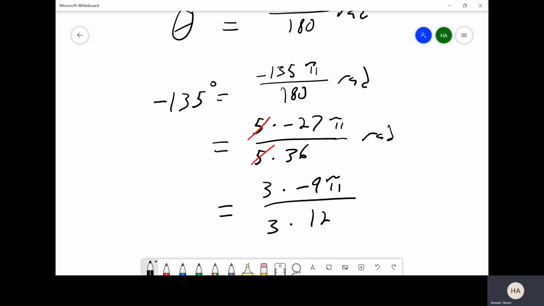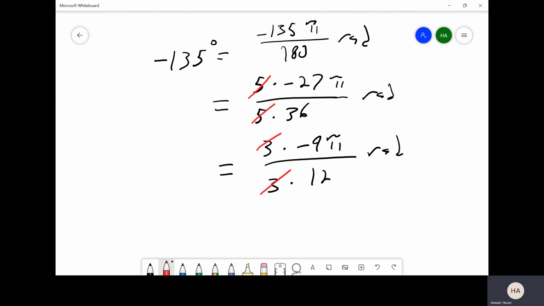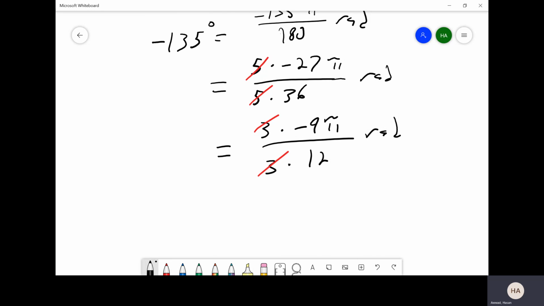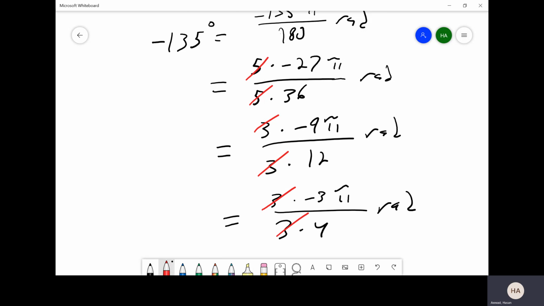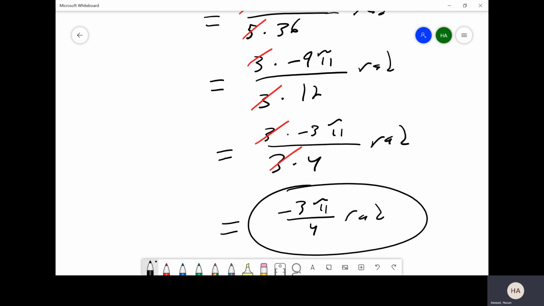And oh yeah, we're reducing this slowly but surely, but it's definitely something that we could have done a little bit faster. And now we see we have 9 and 12. So one more time should do it. We're going to take out a 3 one more time. So taking out a 3, this leaves me with negative 3 pi over 3 times 4. And so when we finally are all said and done with reducing this, we're left with negative 3 pi over 4 radians. And this is now in its complete form.